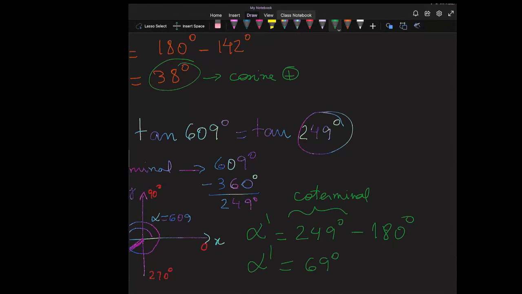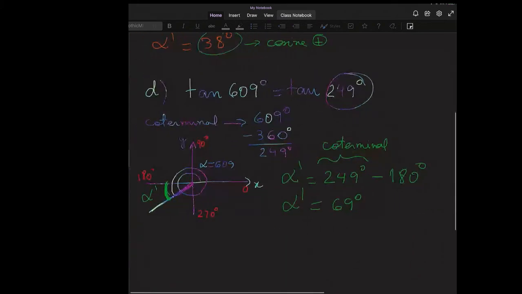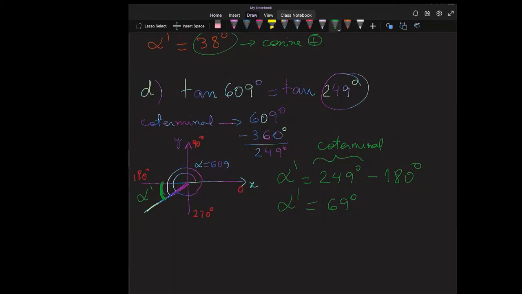And that makes sense because it's a number between 0 and 90 degrees. I'm looking for an acute angle, and that's very, very important. So now that I know what the reference angle is, now I can write the tangent. Okay, so now we know 69 is the reference angle.